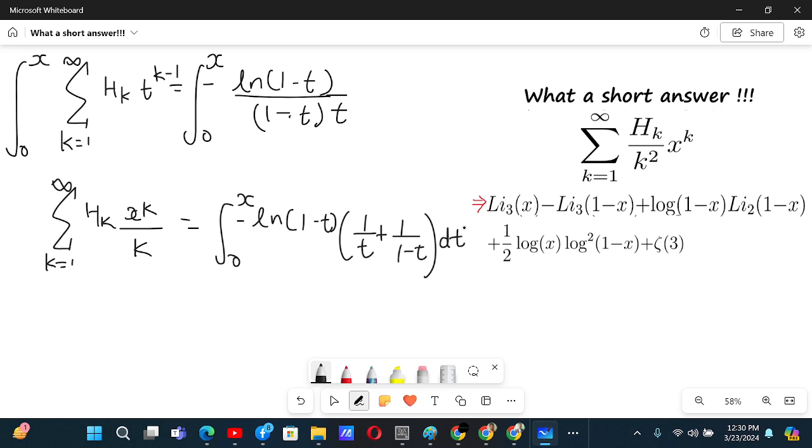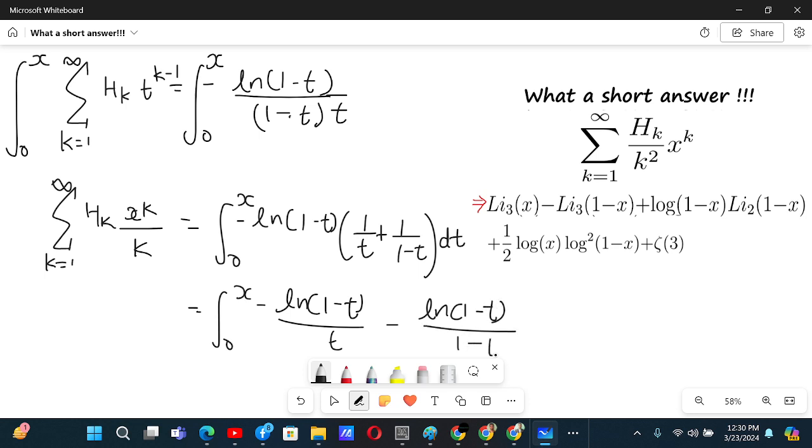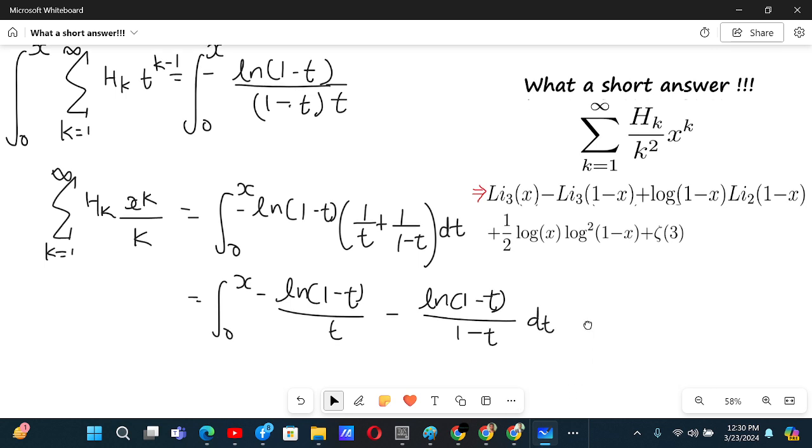Okay, so let's break this into two integrals: the integral from 0 to x of minus ln of 1 minus t by t, and again minus ln of 1 minus t by 1 minus t, dt. Okay, now what can we do?